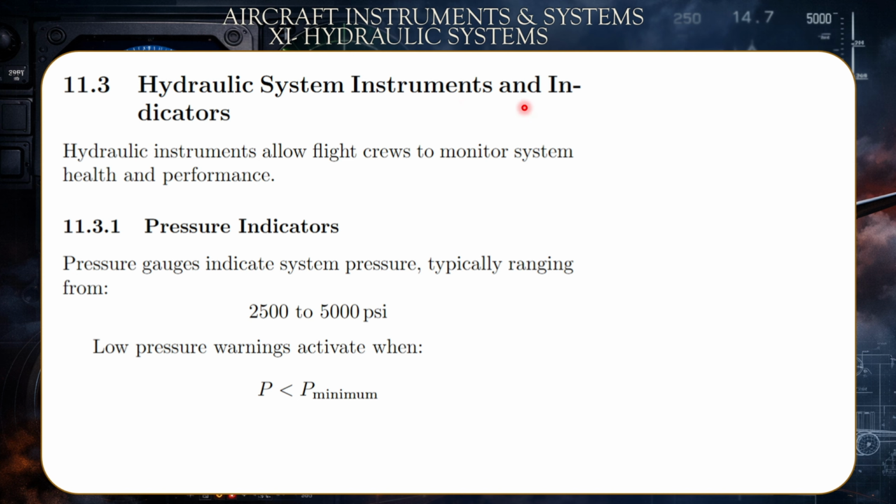Hydraulic system instruments and indicators. Hydraulic instruments allow flight crews to monitor system health and performance, of course. You have the pressure indicators. Pressure gauges indicate system pressure, typically ranging from 2,500 to 5,000 psi, pounds per square inch. You have low pressure warnings that activate when the pressure is less than the minimum pressure allowed.